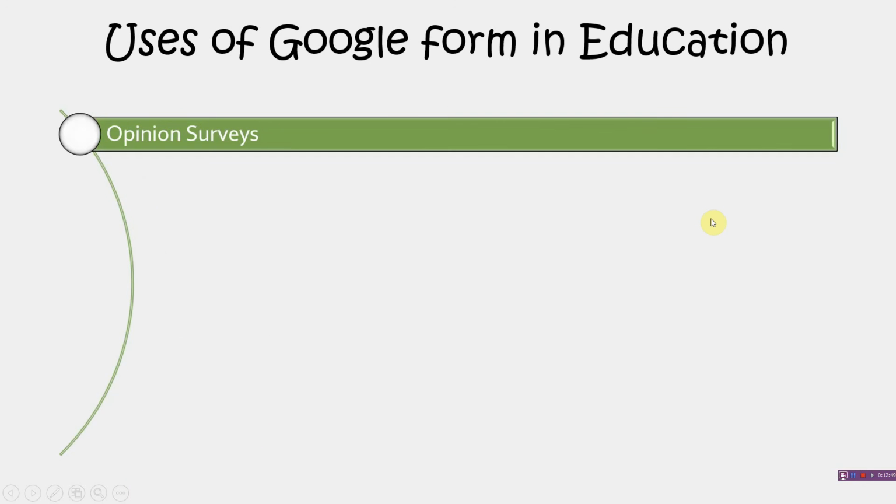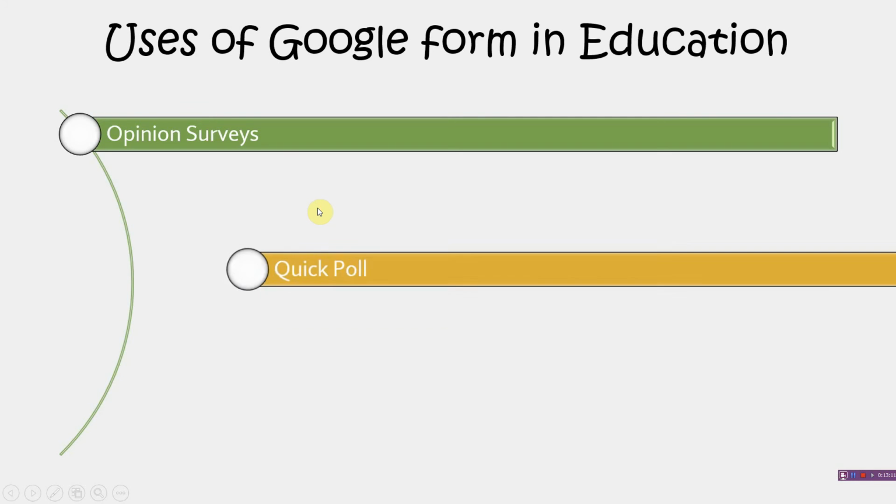So the first use is opinion surveys. Want to get to know your students better or learn about their preferences? Create a simple survey, through which we can get to know the opinions of the students. So we can use Google Forms for getting the opinions of the students about a particular matter.